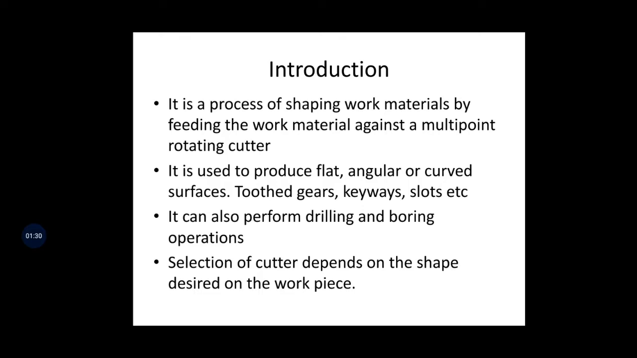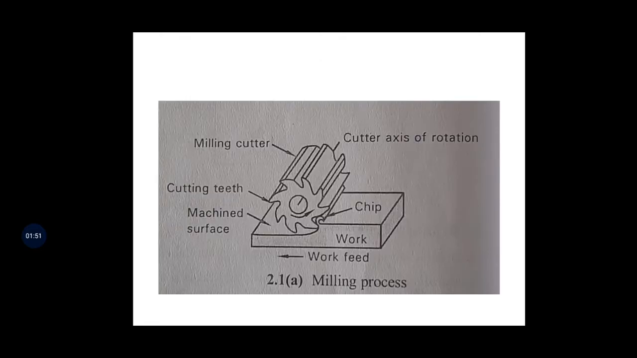Milling is also a machine tool, as I told you lathe is a machine tool. It is used to produce mostly flat, angular, and curved surfaces, gears, keyways, slots, etc. The tool used for milling is the milling cutter. It consists of so many cutting points. You can see here it has so many cutting points, so it is called a milling cutter.